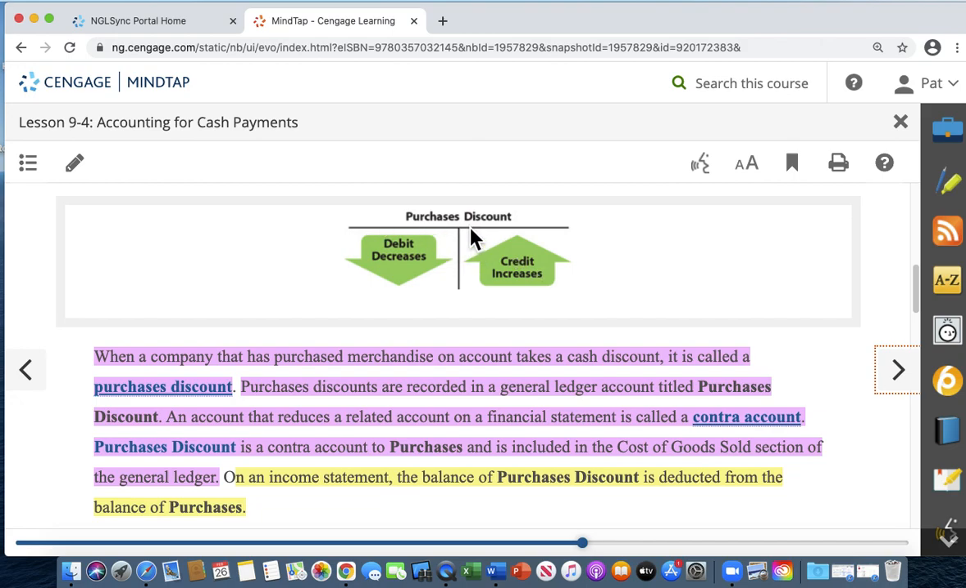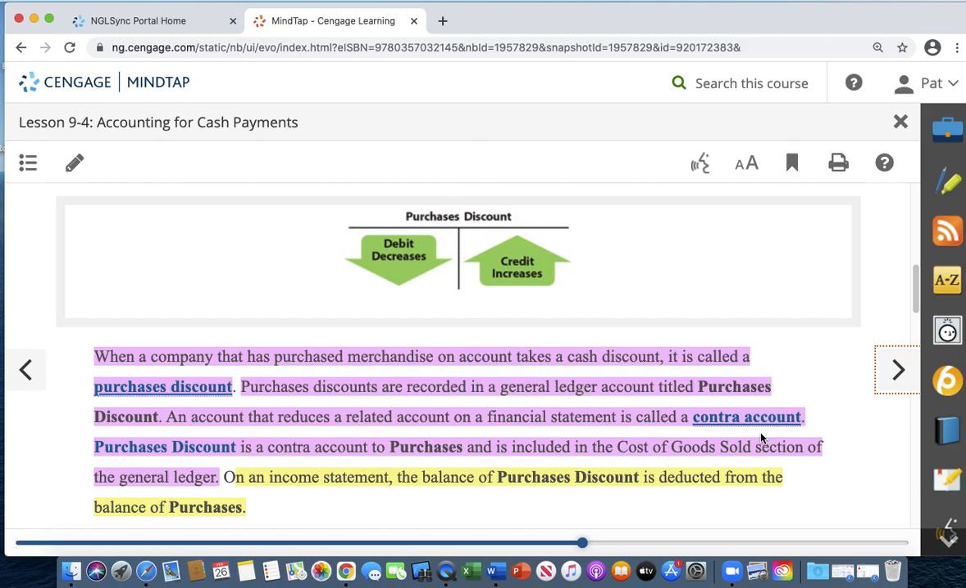Okay, so this new account, whenever we take advantage of the 2/10 net 30, we will credit purchases discount. That's what they're talking about. When a company that has purchased merchandise on account takes a cash discount, we're going to take the purchases discount. Okay, they're recording the general ledger.